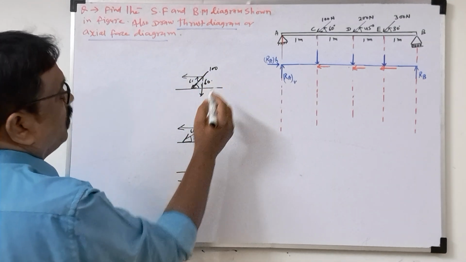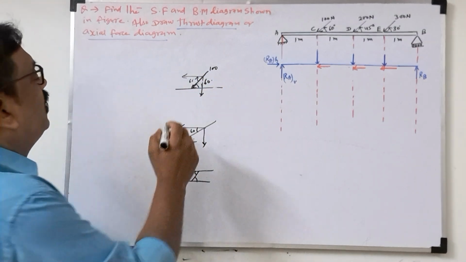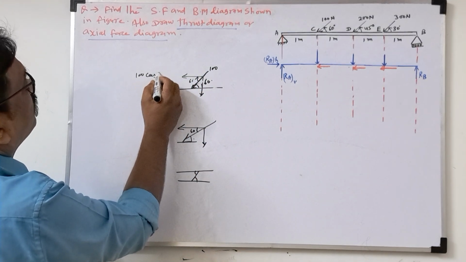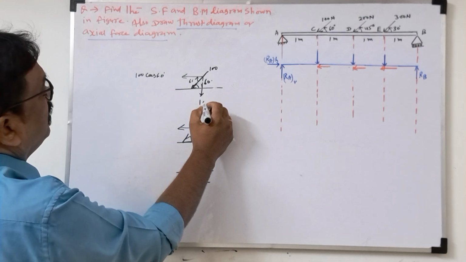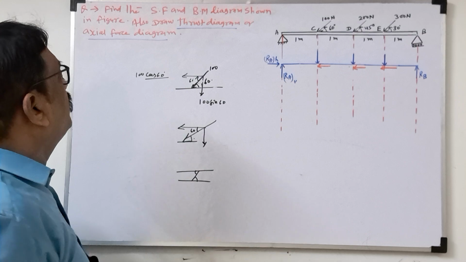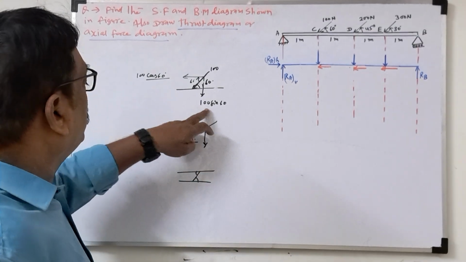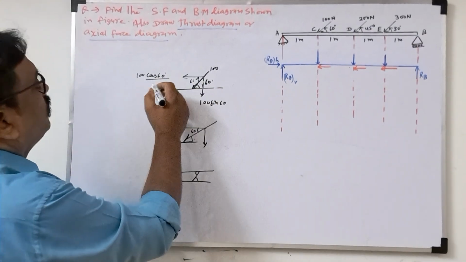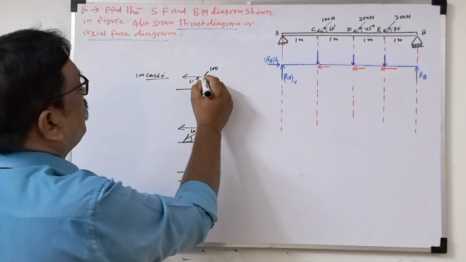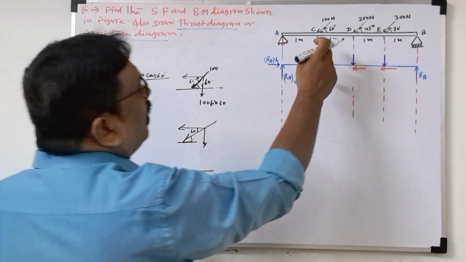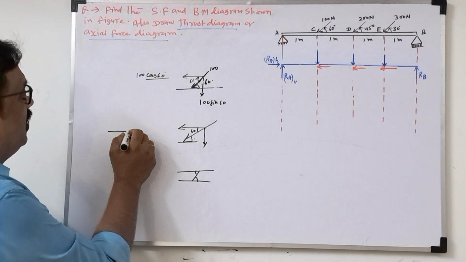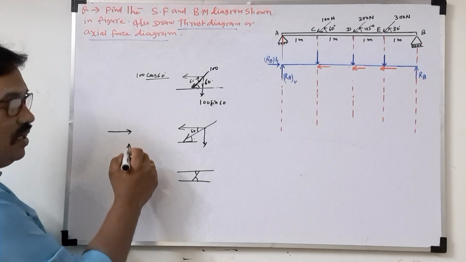So how to resolve now? The inclined force has two components, horizontal and vertical. The horizontal component is 100 cos 60 and the vertical is 100 sin 60. For the horizontal component we always use the cos component, and the vertical has the sin component. This way we can find all the vertical and horizontal forces. This is the trick for an inclined force: how to resolve it into two components.